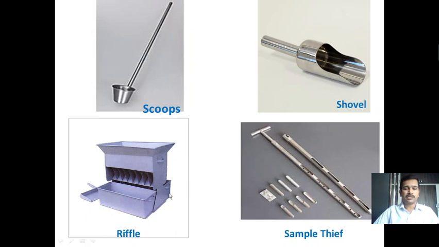And this is a riffle. This has two compartments. One compartment will be filled by emptying the other compartment simultaneously. And this is a sample thief.